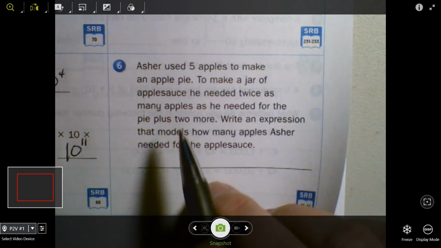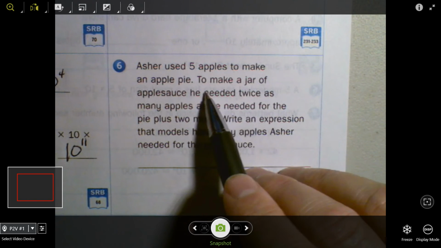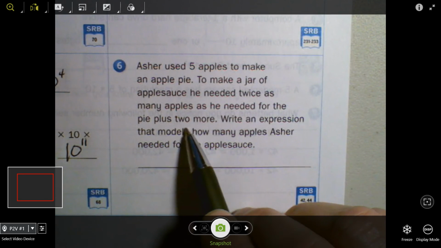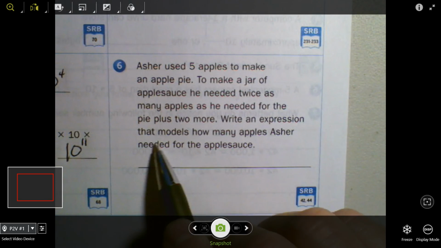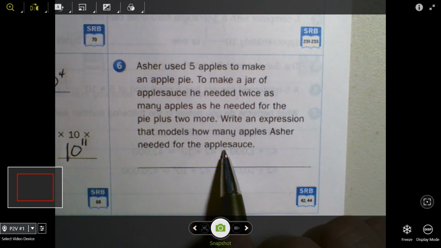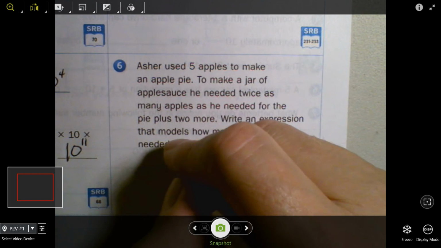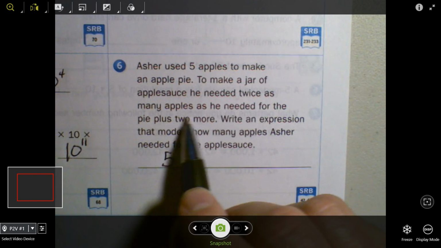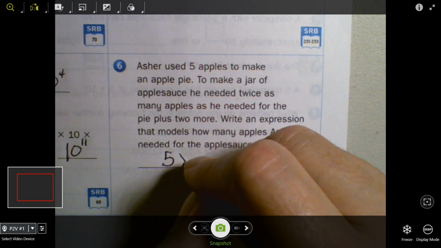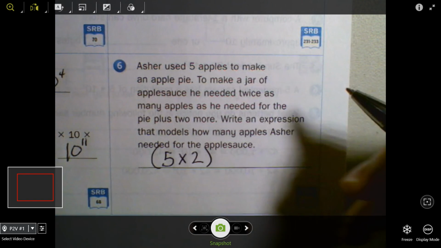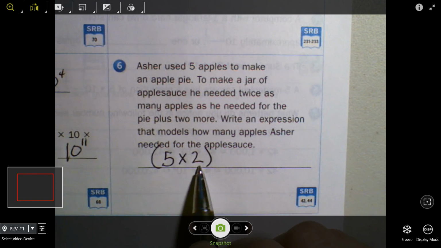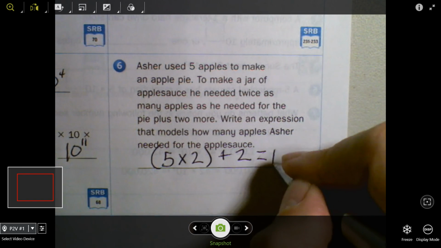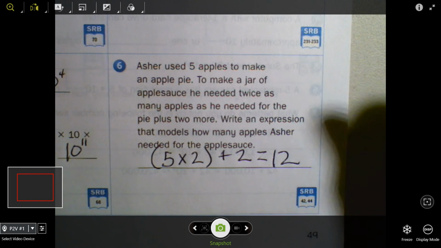Number 6. Asher used 5 apples to make an apple pie. To make a jar of applesauce, he needed twice as many apples as he needed for the pie, plus 2 more. Write an expression that models how many apples Asher needed for the applesauce. So he used 5 for the pie, and he needs twice as many, so that would be 10 apples, plus he needs 2 more. So an expression, and we'll solve it, 12 apples.